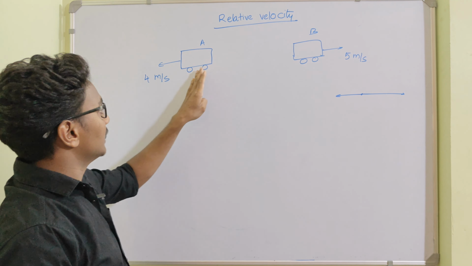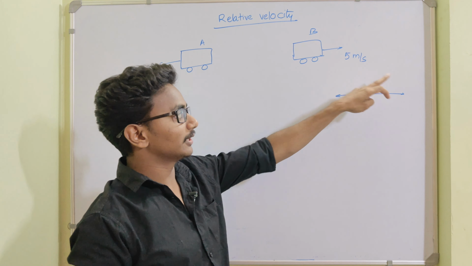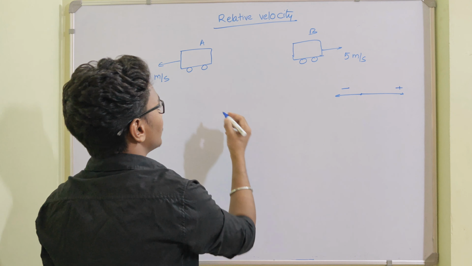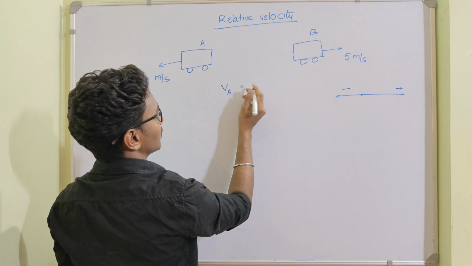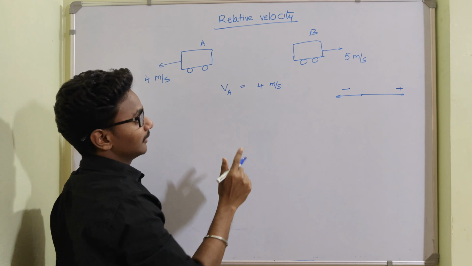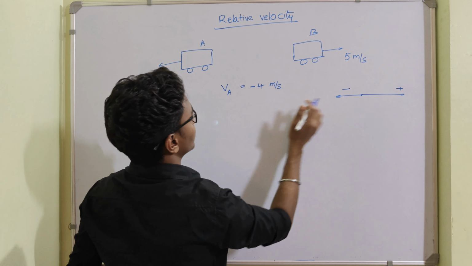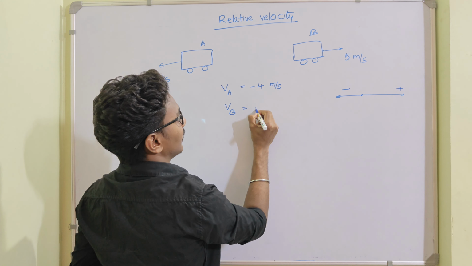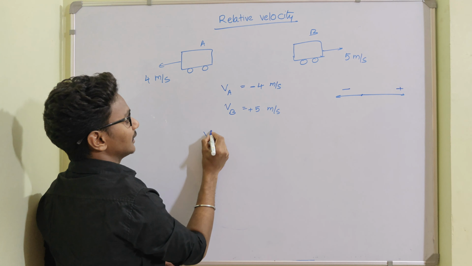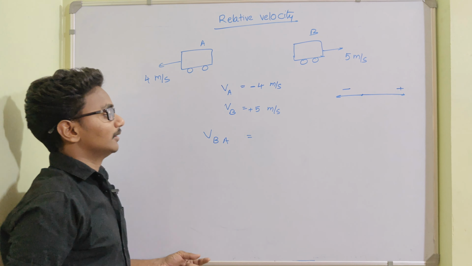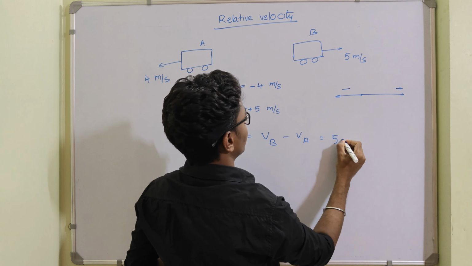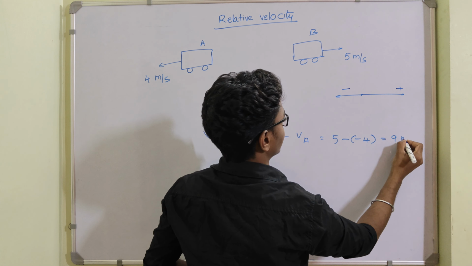Again, A and B are two cars. A is traveling in this direction at 4 meter per second, B is traveling in this direction at 5 meter per second. As usual, this direction is positive and this is negative. Now define VA, velocity of A with respect to ground, is 4 meter per second negative because of this direction. Velocity of B is 5 meter per second positive because it is traveling in this direction. Calculate velocity of B with respect to A, that is VB minus VA. VB is 5 minus of minus 4, that is 9 meter per second.